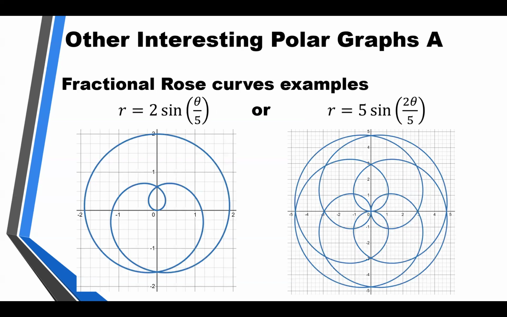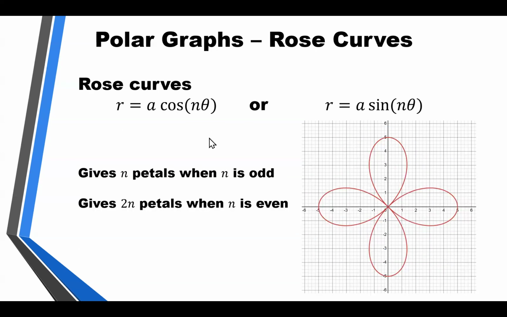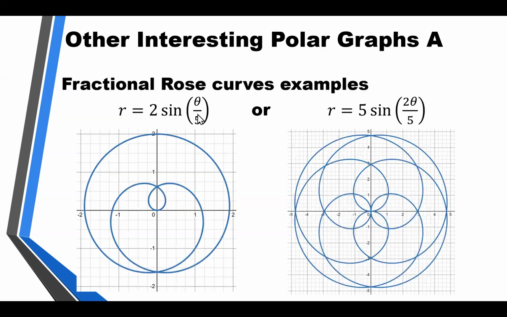Other interesting graphs, well, what if we had, instead of a rose curve with a whole number, what if we had a fraction as the n? So instead of n being whole numbers, what if we let those things be fractions? Well, with what we call fractional rose curves, we get some really interesting loopy shapes. I say loopy because when you draw the curves, they make a lot of loops.